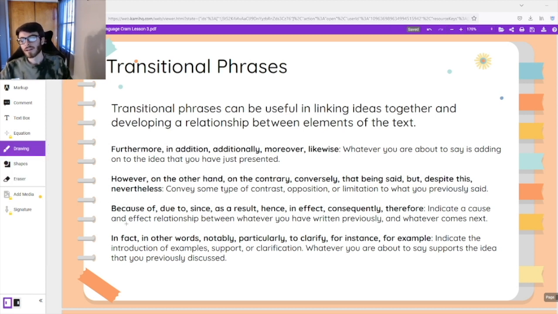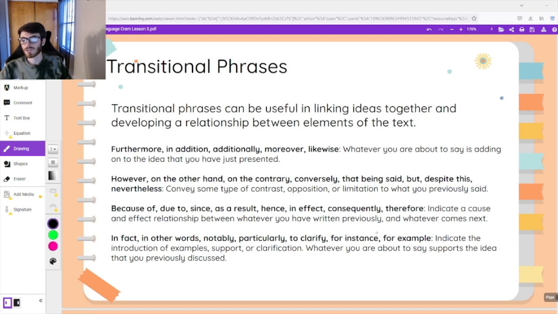Then we have in fact, in other words, notably, particularly, to clarify, for instance, for example, which indicate the introduction of examples, support, or clarification. There is some difference between these, right? For example is specifically for an example, whereas in fact is not necessarily an example, but it could be some clarification, right? Same thing with in other words, that's not really an example, but you're clarifying what you just said. But all of these indicate that whatever you're about to say supports the idea that you previously discussed.